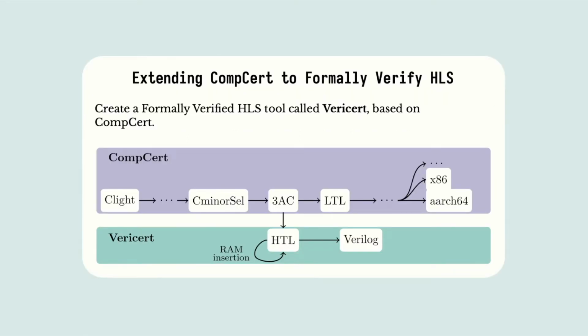Our formally verified HLS tool called Verisert leverages CompCert to transform C to Verilog in a verified manner. We branch off at the 3AC stage, also known as RTL in the CompCert literature, going to an intermediate language called HTL, which is based on finite state machines. On HTL, we can then also perform some light optimizations. Finally, we transform the HTL state machine to Verilog.